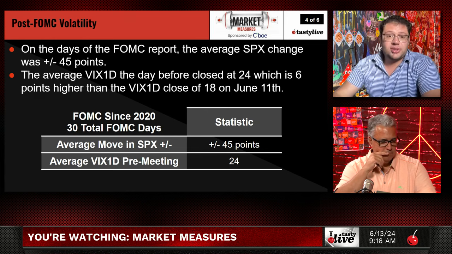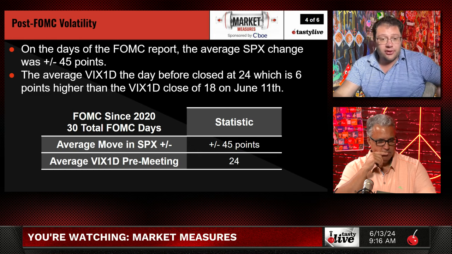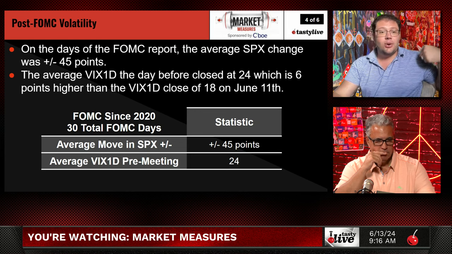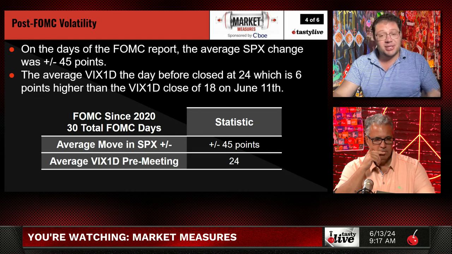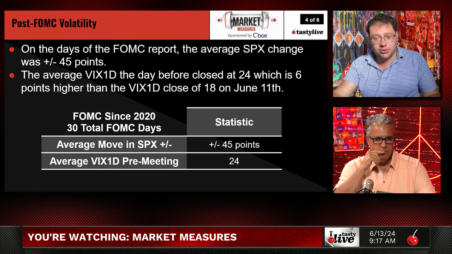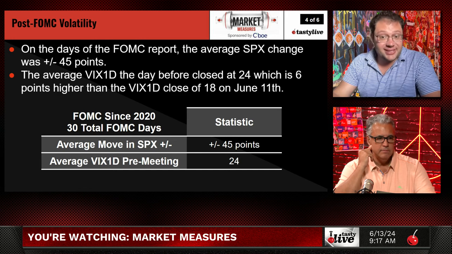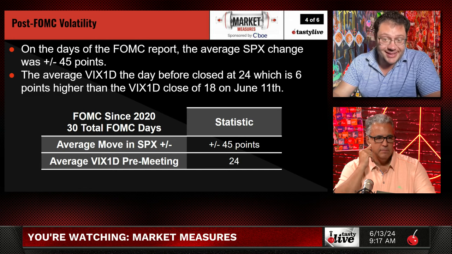So in other words, the night before the FOMC, it closed at 24. That was the average one-day VIX close the night before the FOMC, which is 6 points higher than the VIX 1D close of 18 on June 11th. So yesterday, the VIX 1D actually closed 6 points lower than it usually closes for these events. So it was a below average expectation.